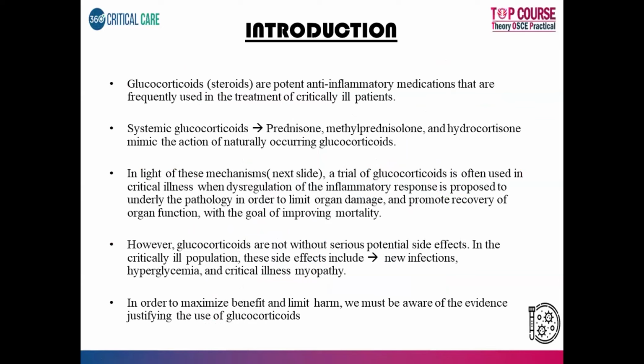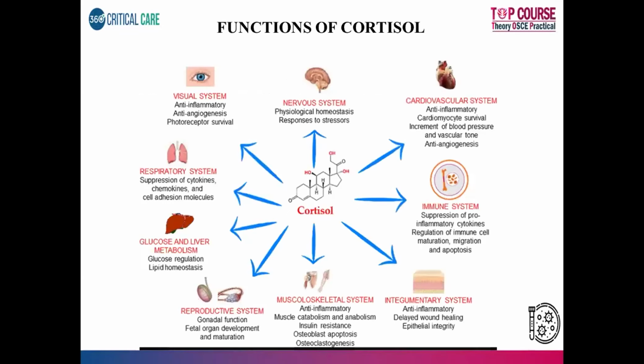Because of all these mechanisms, a trial of glucocorticoids is often used in critical illness when dysregulation of the inflammatory response is proposed to be the underlying pathology. Because it helps to limit the organ damage, it promotes the recovery of organ function, and helps in improving the mortality. However, there are a lot of serious side effects with steroids. The important ones in ICU being new infections, hyperglycemia, and critical illness myopathy. So in order to maximize the benefit and to limit the harms, we must be aware of the evidence which justifies the use of glucocorticoids.